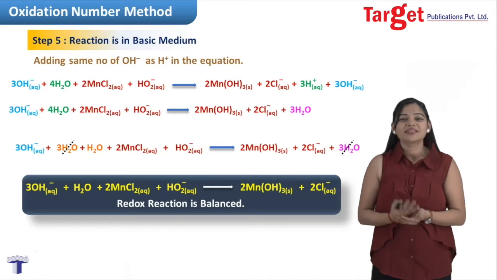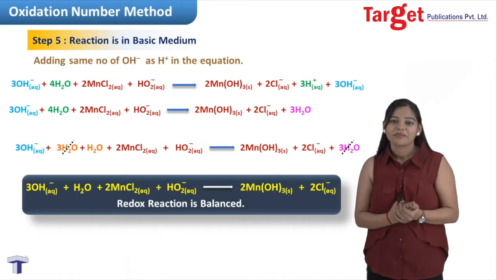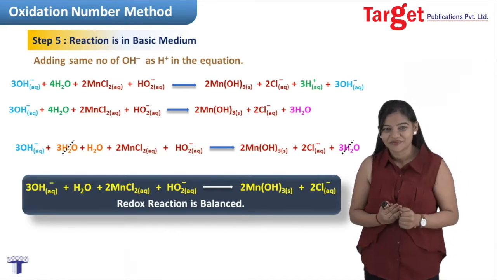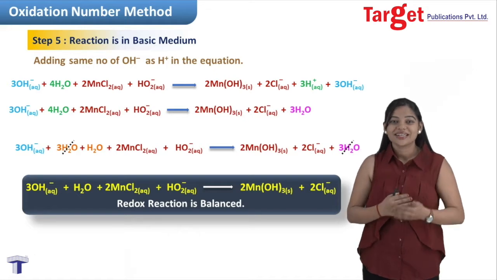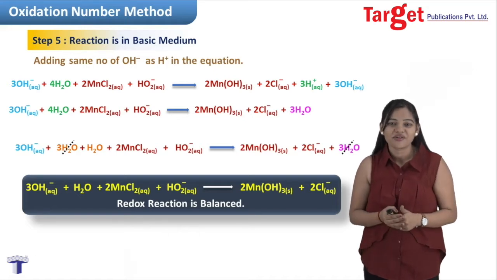So this is how we balance with the oxidation number method by following the steps. I complete here. In the next module we will see another method of balancing.